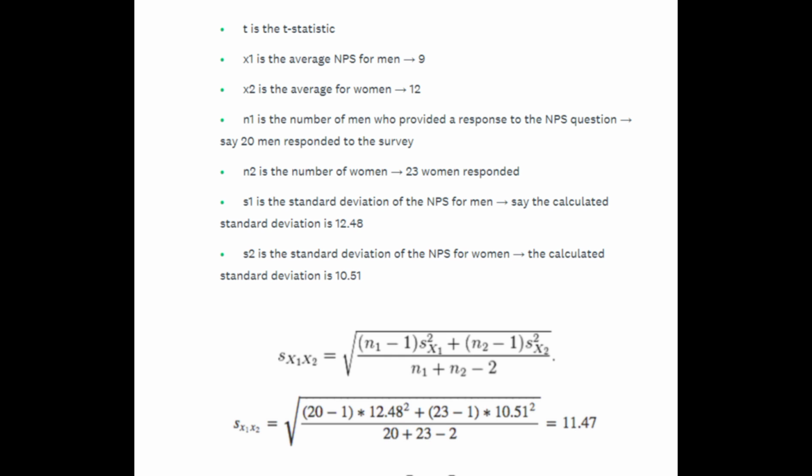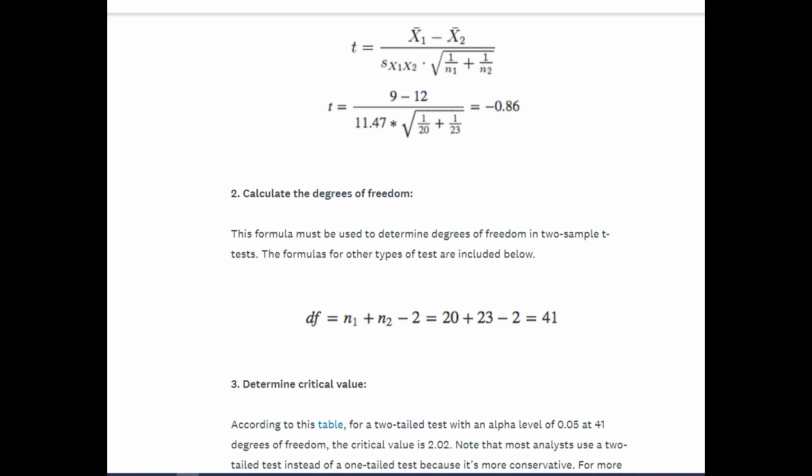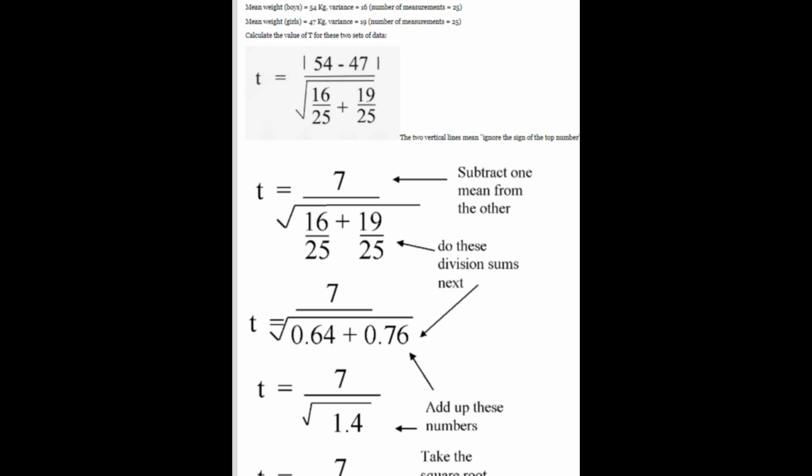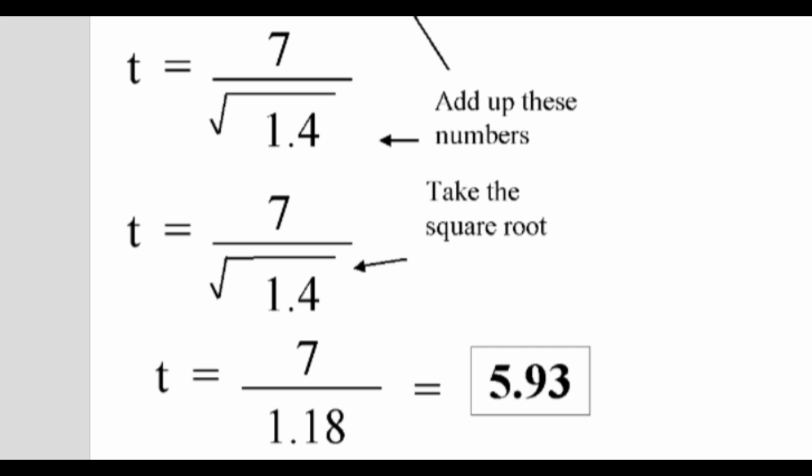Then we will substitute: square root of 20 minus 1 times 12.48 squared plus 23 minus 1 times 10.51 squared over 20 plus 23 minus 2 is equal to 11.47. According to this table, for our two-tailed test with an alpha of 0.05 at 41 degrees of freedom, the critical value is 2.02. This is our second example. Then we got 5.93.